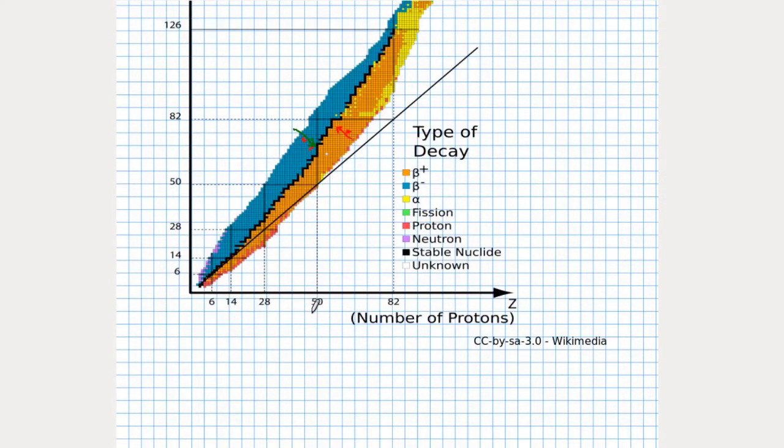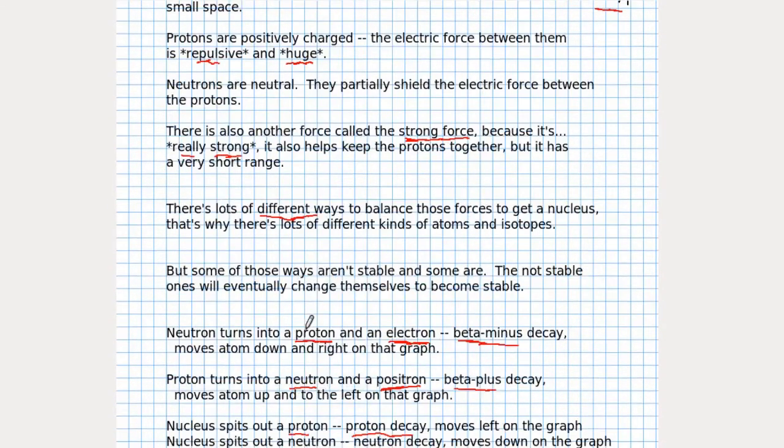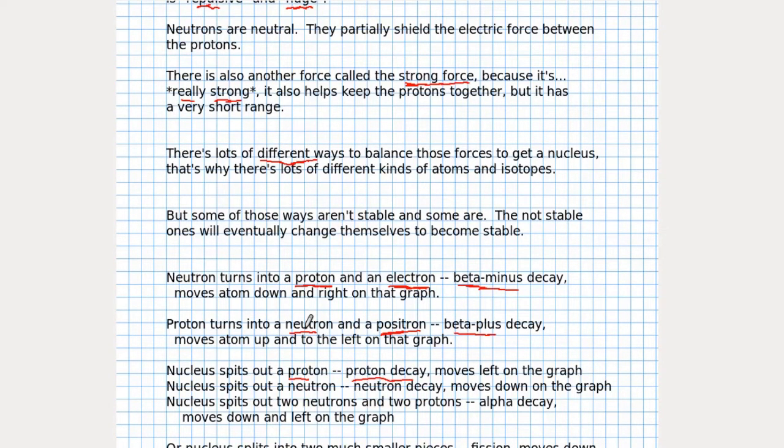And then the second to last one to talk about is if the nucleus spits out 2 neutrons and 2 protons together. That's called alpha decay. And that was one of the earliest forms of radiation that was discovered because we were able to see the effects of those particles spitting out of the nucleus.